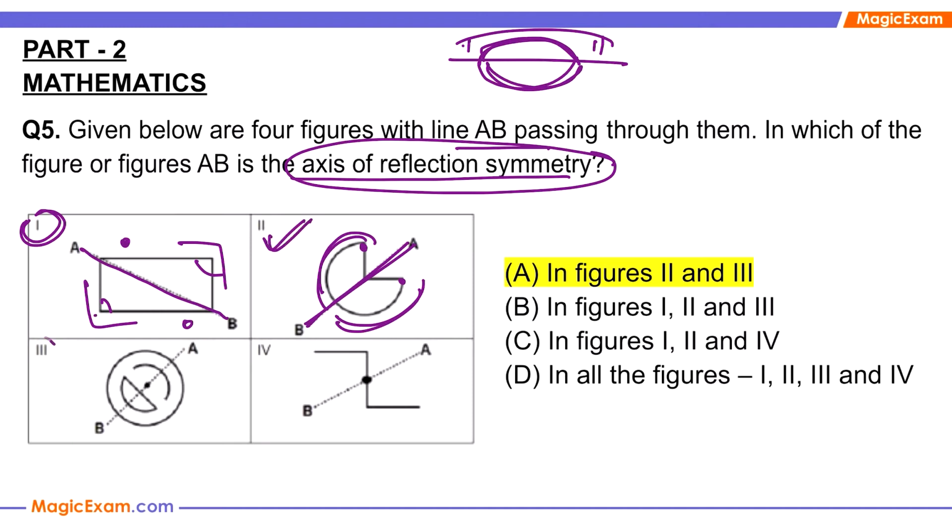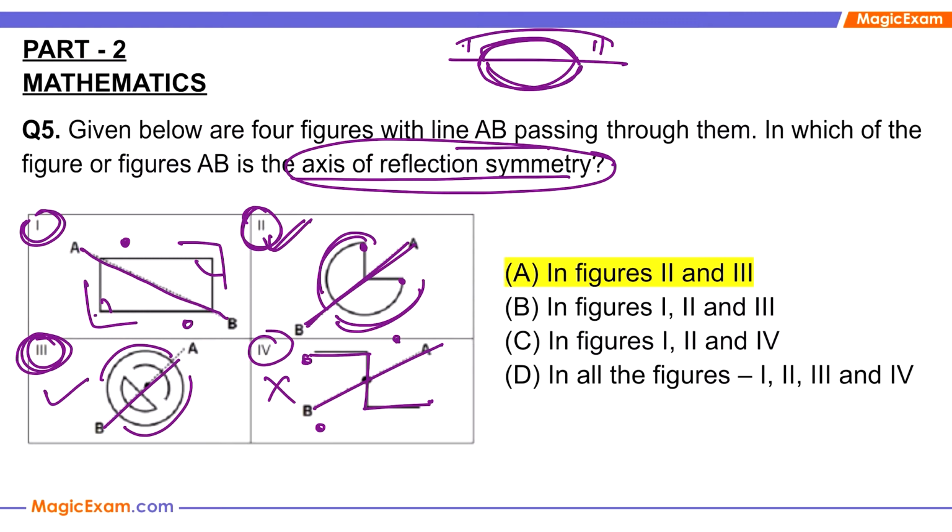When we look at picture 3, if we fold this image along AB, then both the sides will perfectly coincide. Therefore, here AB is the axis of reflection symmetry. In picture number 4, if we fold this image along AB, then these two parts will not coincide with each other. This end will come here, this end will come here, so they will not touch each other perfectly. Therefore, here it is not the axis of reflection symmetry. So only in 2 and 3, AB is the axis of reflection symmetry. Therefore, figures 2 and 3 is the correct answer.